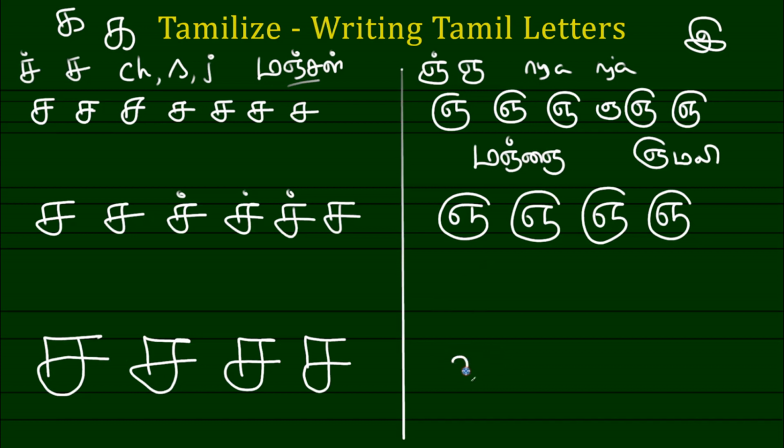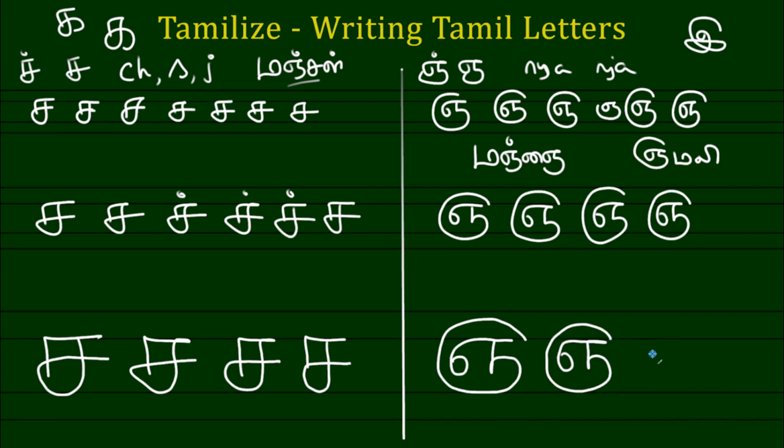So we'll write it much bigger. Start with a circle and go all the way up, like the inverted L, and then come down, give it a sharp turn and make it a circle. That gives you the nya sound. You can write this in a single stroke. And once you put the full circle, you can add the dot above this, so that will give you the inj sound.